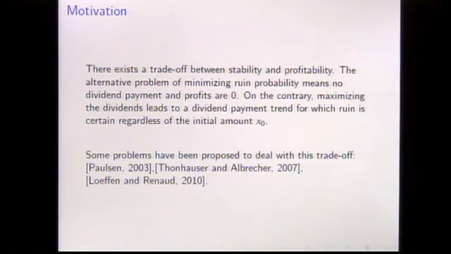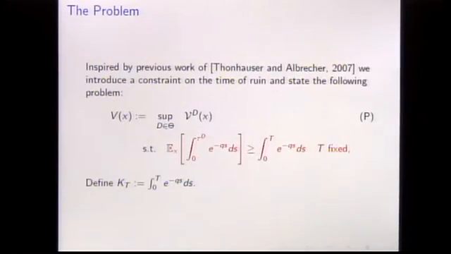Some related work in this direction is the work by Paulsen, Thonhauser, and Albrecher. This is going to be important for us. Also Loeffen and Renaud. So the actual problem that we want to solve is this. We want to maximize the present value of the dividend payments subject to this constraint. The idea of this constraint is that maybe I want the company to live at least a certain amount of time. This is the meaning of this T.